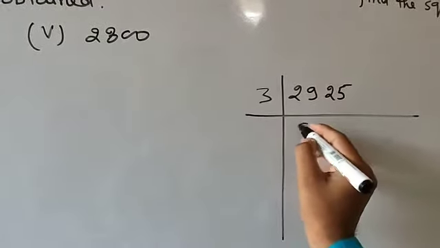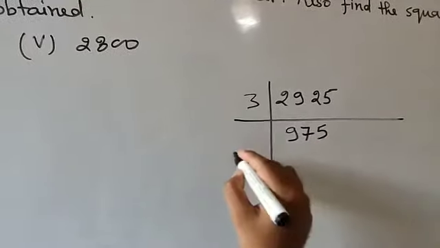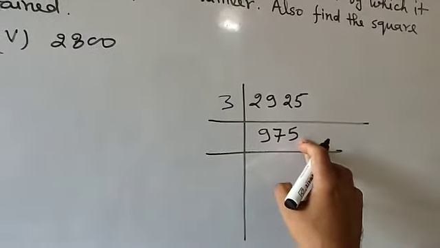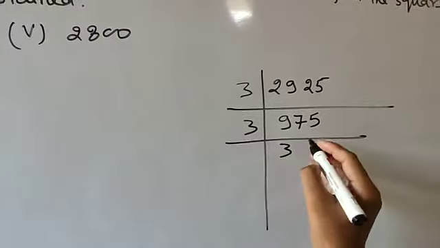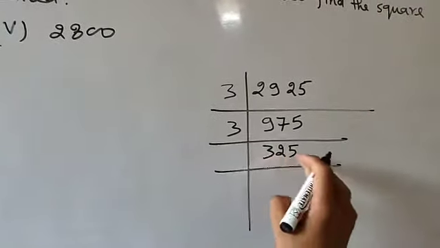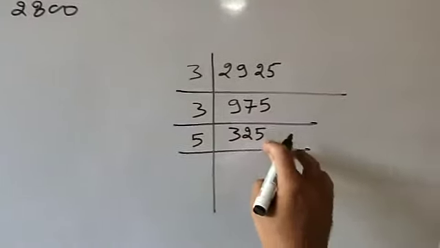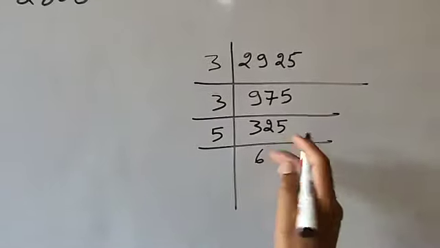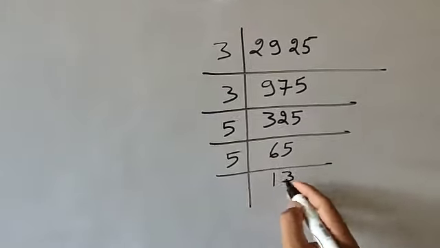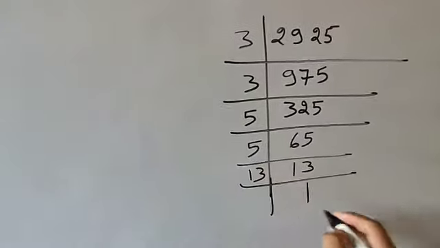Then 3 nines are 27, 3 sevens are 21, 3 fives are 15. Again check for 3, it is again divisible by 3. Then 3 threes are 9, 3 twos are 6, 3 fives are 15. Then again check for 3, it is not divisible by 3. Now it is divisible by 5, since the unit place is 5. Then 5 sixes are 30, 5 fives are 25. Then again by 5: 5 ones are 5, 5 threes are 15. Then 13 ones are 13.